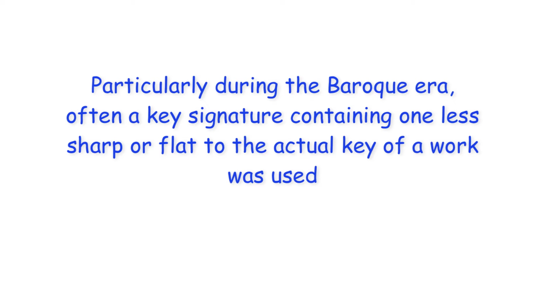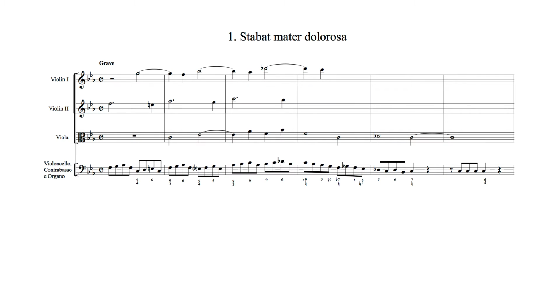For reasons beyond the scope of this video, particularly during the Baroque era, often a key signature containing one less sharp or flat than the actual key of a work was used. Here, for example, the piece is in F minor, but a C minor key signature is used. All D flats, therefore, must be included in the score. The third of this dominant must be raised and can be sounded through to the end of the second quarter note beat.